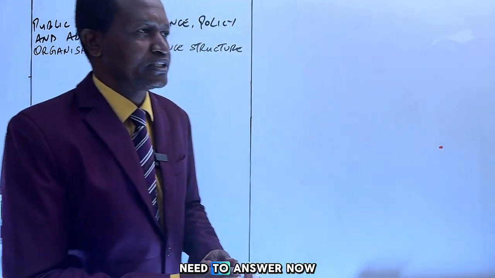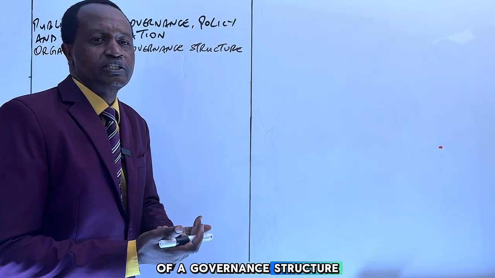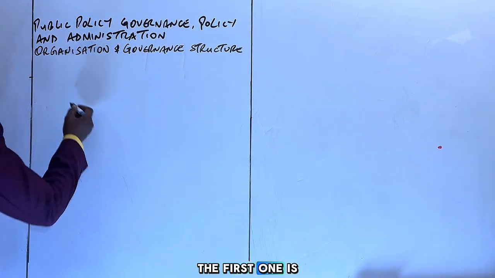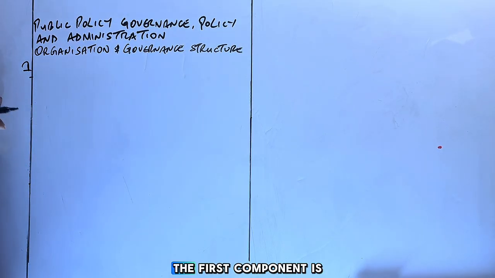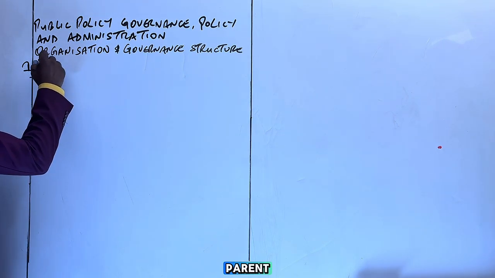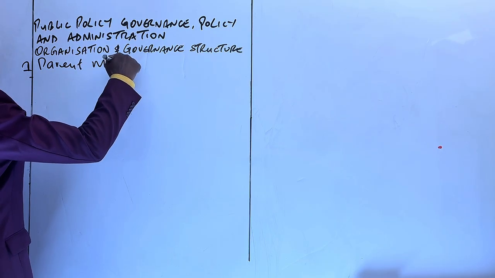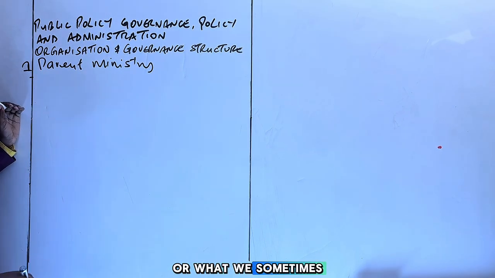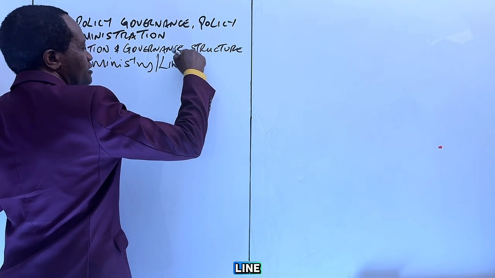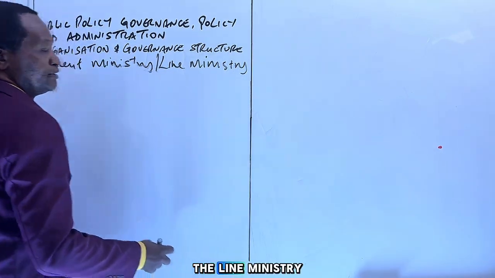So the question we need to answer now is, what are the components of a governance structure of a public enterprise? The first component is the parent ministry, or what we sometimes call the line ministry. The line ministry.